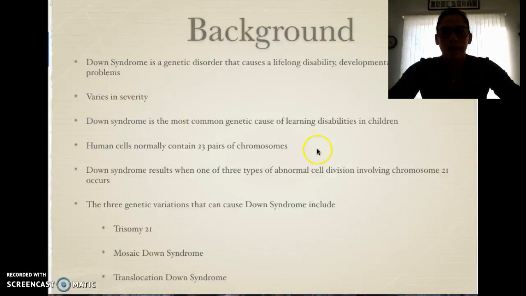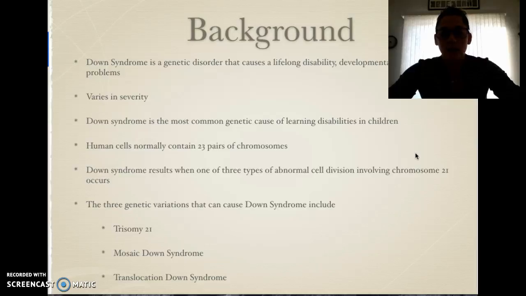So a little background. Down syndrome is a genetic disorder that causes a lifelong disability, developmental delays, and other problems. Down syndrome can vary in severity, so developmental problems will range from moderate to severe. Down syndrome is the most common genetic cause of learning disabilities in children.